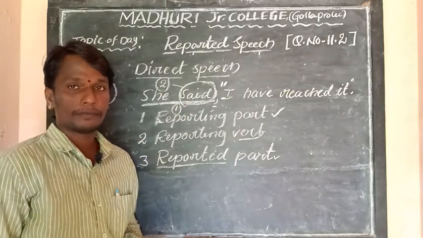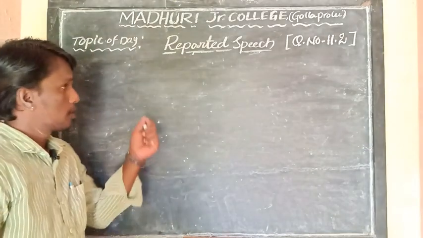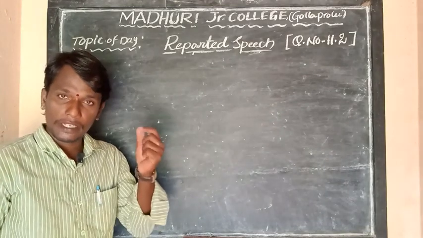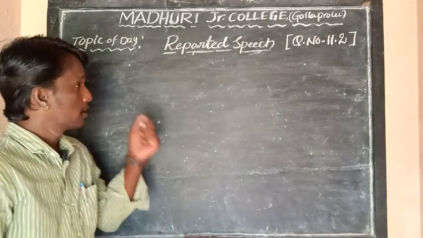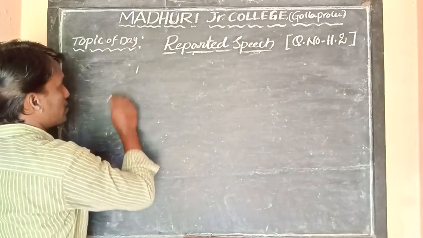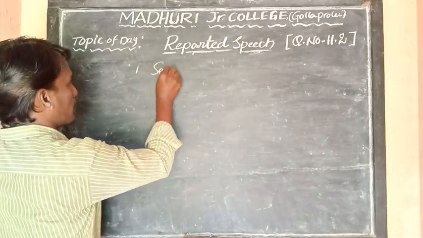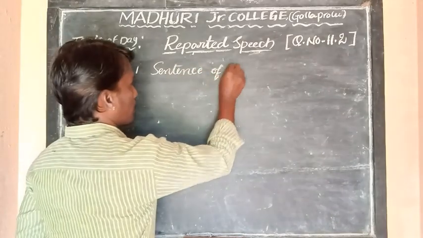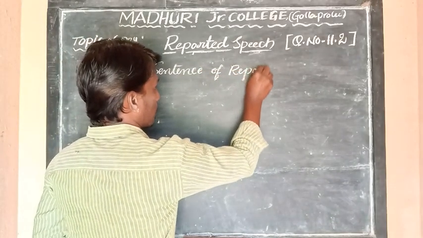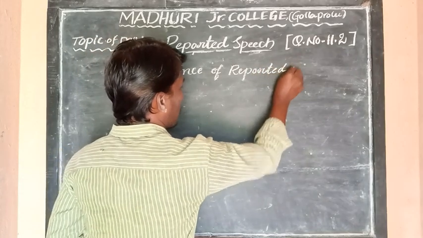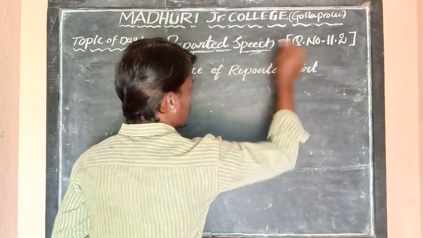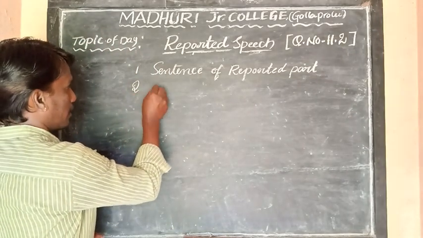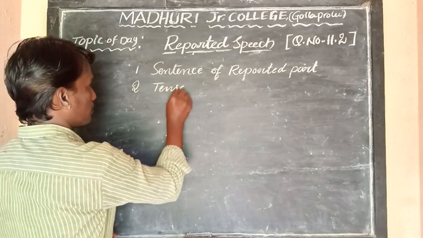Now, to change direct speech into indirect speech, the following rules are to be taken into consideration. The very first rule is to identify the sentence of the reported part. We need to study the sentence of the reported part. And the second one is the tense of the reported part.